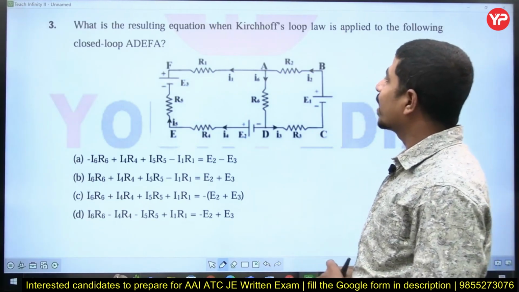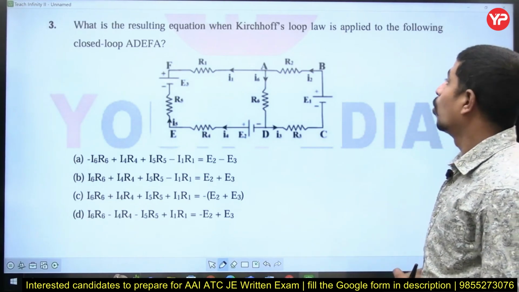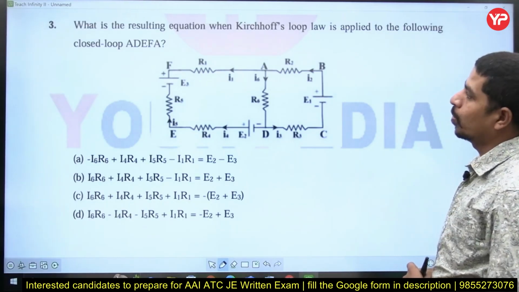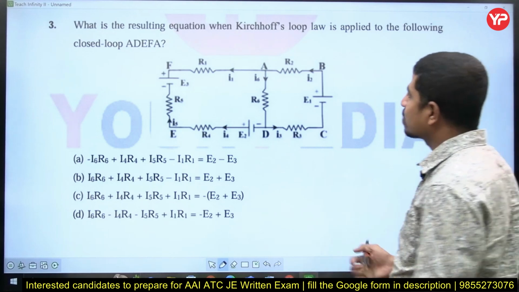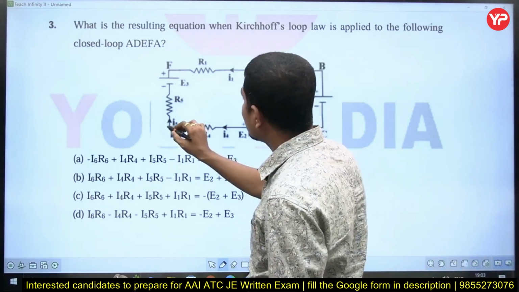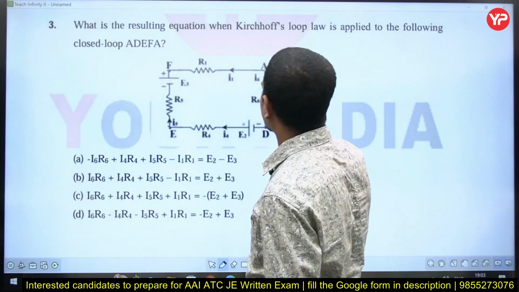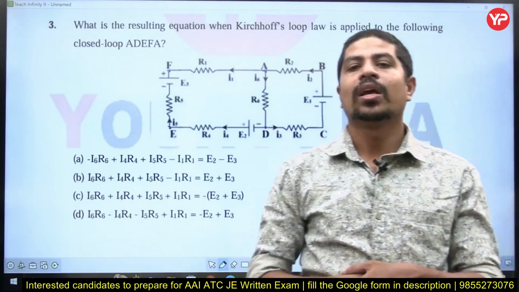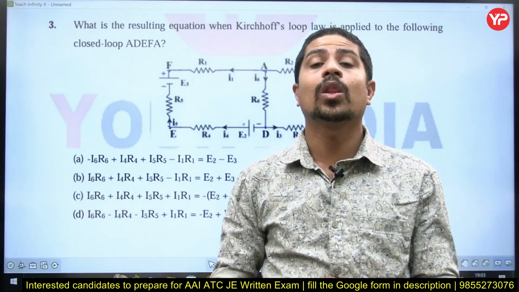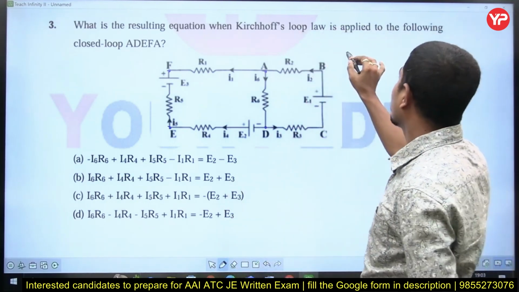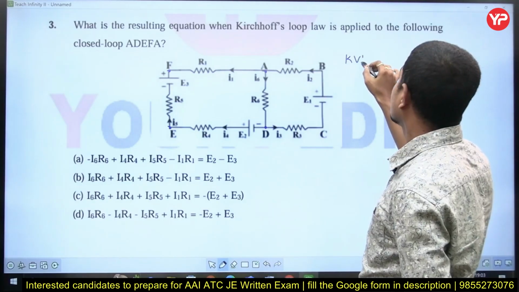What is the resulting equation when Kirchhoff's loop law is applied to the following closed loop A, D, E, F, A? Let's mark it first. A, D, E, F to A. Now, before we write KVL, first of all, let's understand what is KVL. Kirchhoff's voltage law says that the sum of all the voltages in a closed path must be equal to 0. Let me write. What is KVL? KVL is Kirchhoff's voltage law.